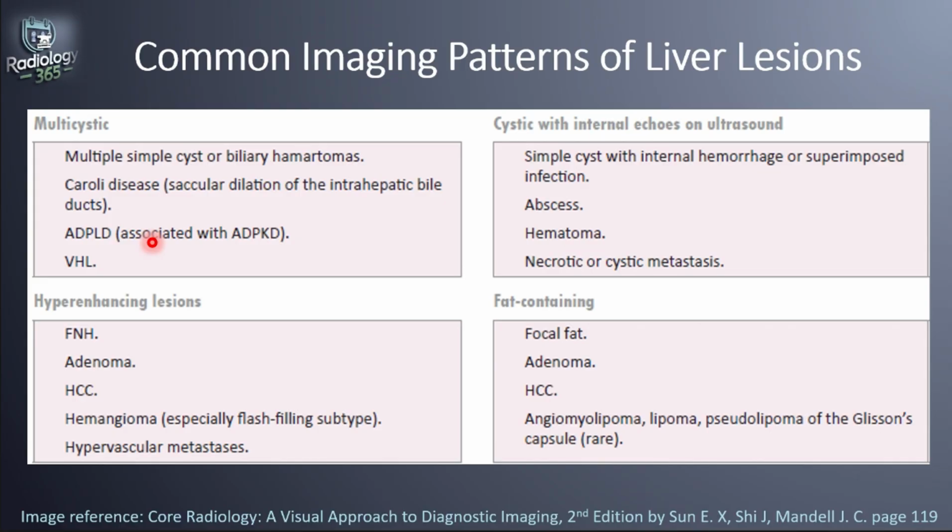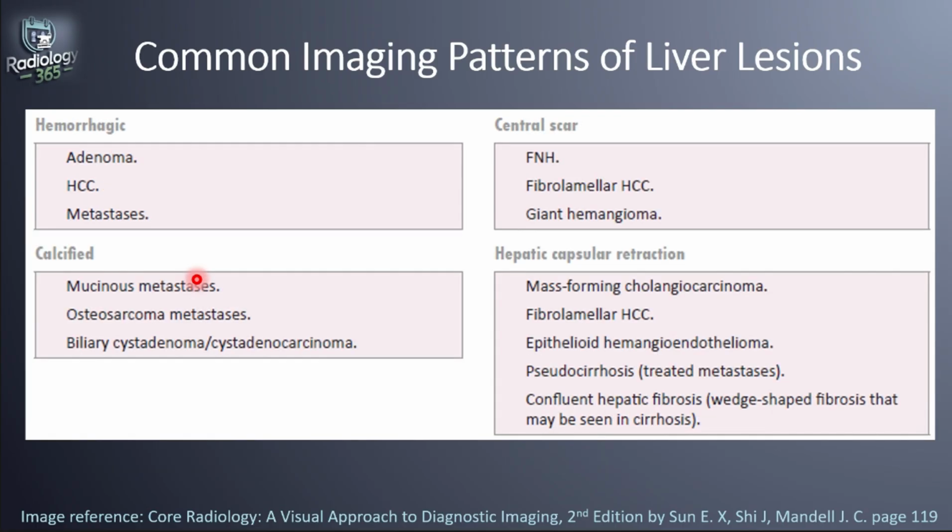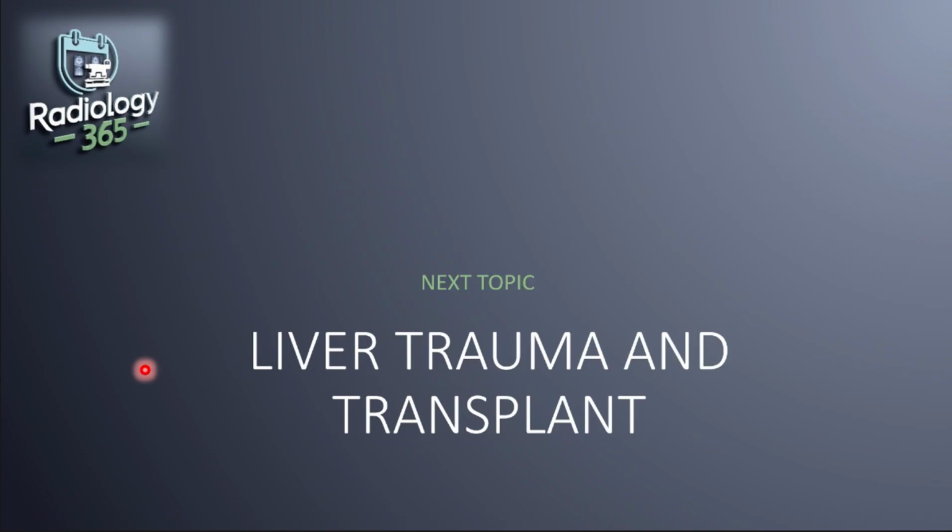So to summarize, let's take a quick look at the common patterns of the various liver lesions we've been looking at till date. You can just pause this and then take a quick glance at these various sections: multicystic lesions, cystic lesions with internal echoes on ultrasound, fat-containing lesions, hyper-enhancing lesions, hemorrhagic lesions, lesions that have a central scar, hepatic capsular retraction, and calcified lesions.